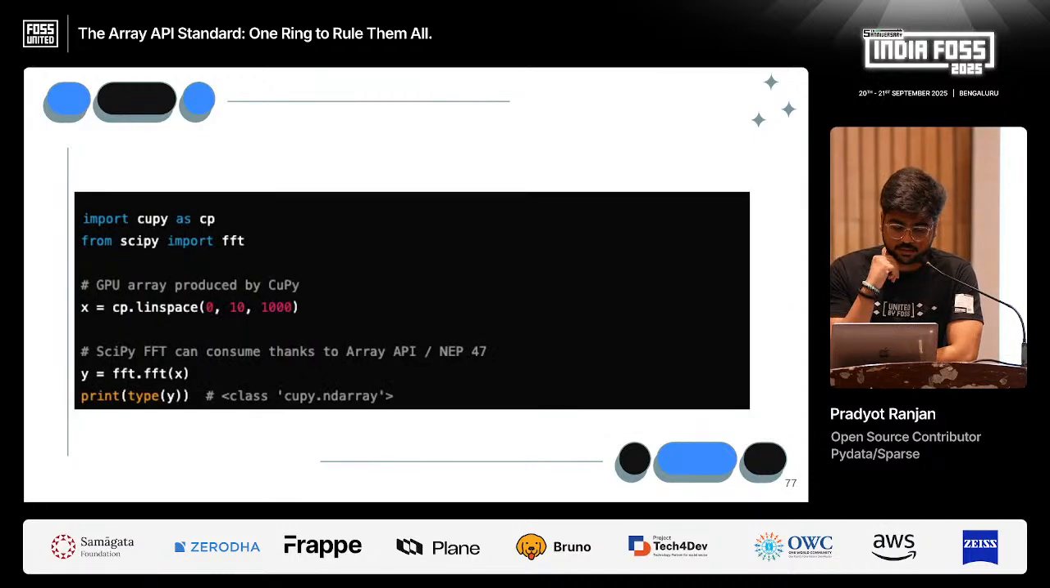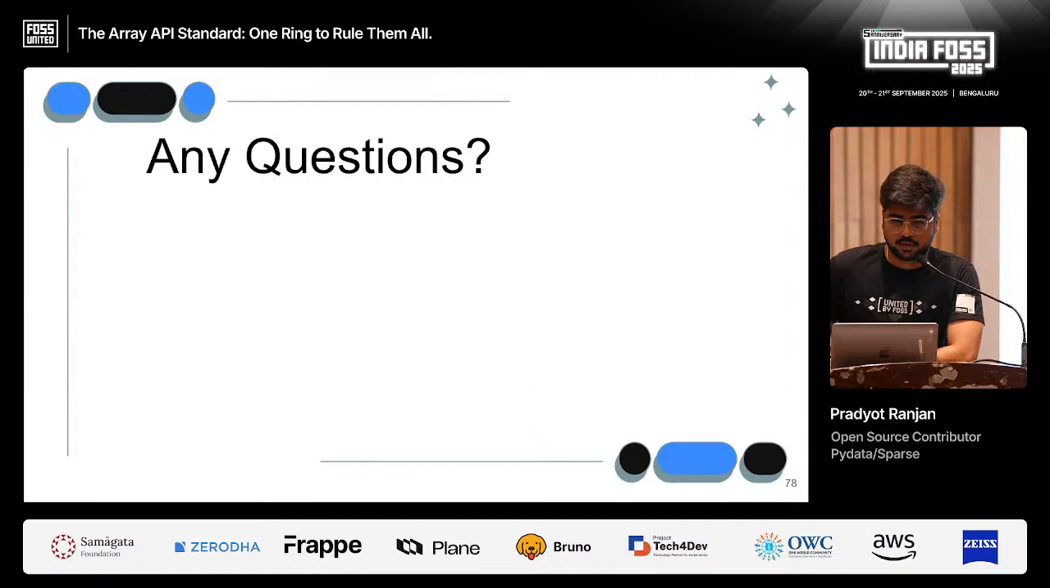Here is a small example of how SciPy and CuPy can work together. X is a CuPy array, and for Y we find the fast Fourier transform of X using a SciPy function. If you print the value of Y, it's a CuPy array. What it does is dynamically switch to the CuPy function for the fast Fourier transform, and that is how it does the calculation. So this was a very brief talk on the array API standard. If you have any questions.